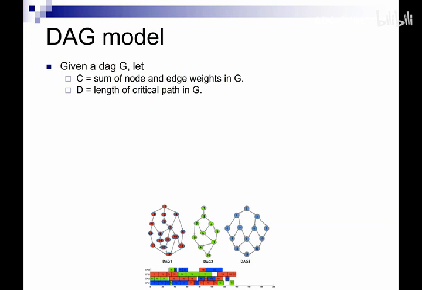Now D is going to be the length of this critical path that we talked about. So for example, D is going to be the length of this. It's going to be the sum of the weights of all of the nodes and edges on this path. We're going to pick the path where the sum is the largest, and that's going to be our critical path.